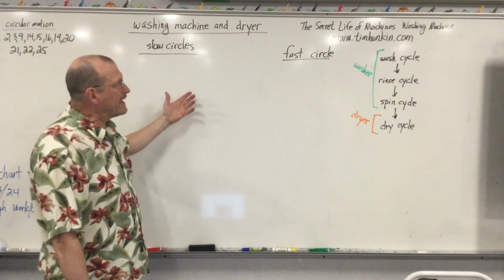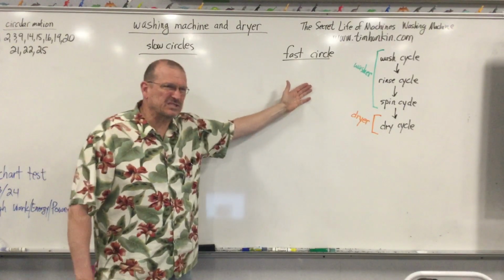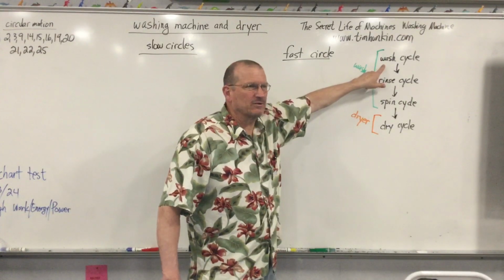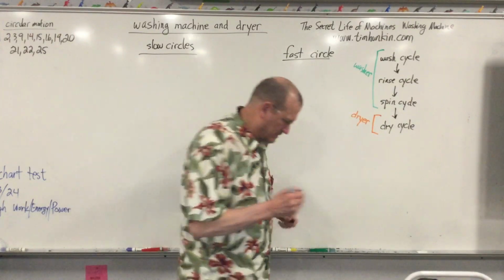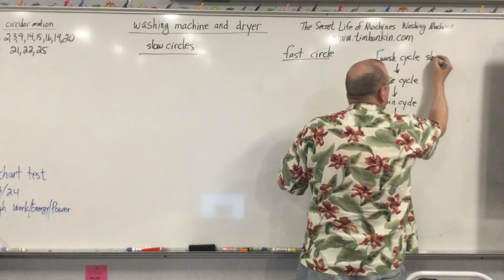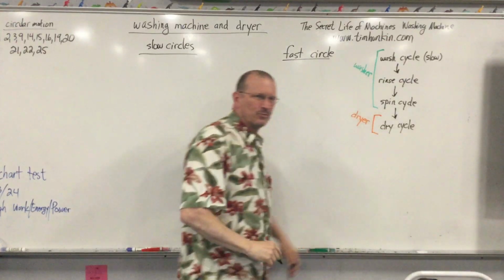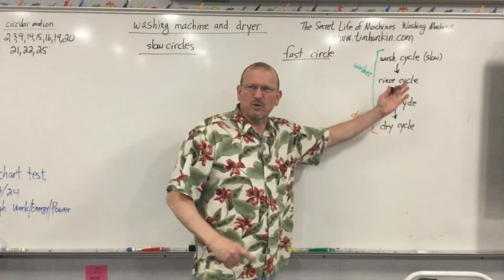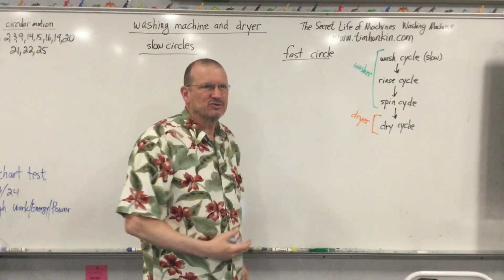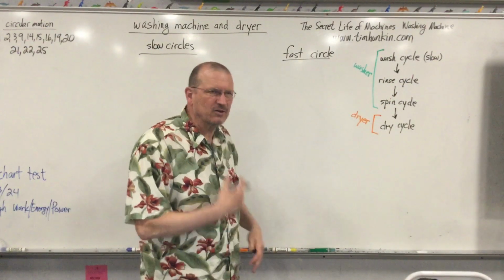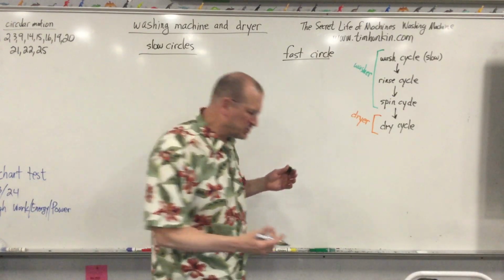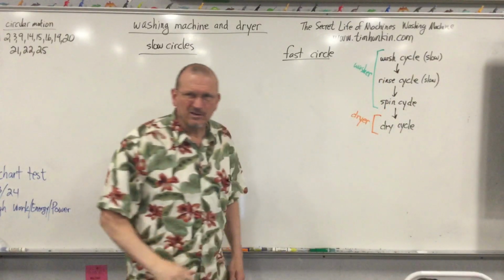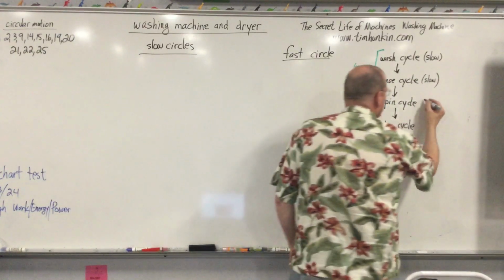So when we talk about slow circles versus fast circles, wash cycle. Which kind of circle? Rinse cycle? It's also because basically the wash cycle looks just like, or I should say the rinse cycle looks just like the wash cycle, but it's just without detergent. Okay? Spin cycle? That's our fast.